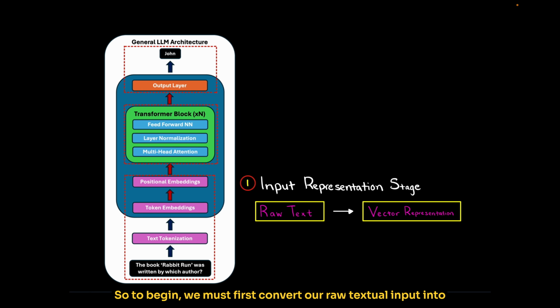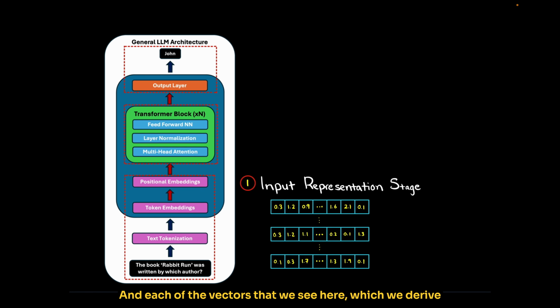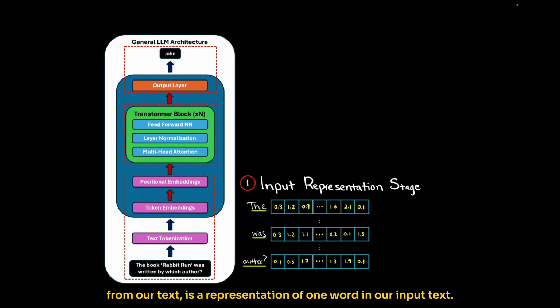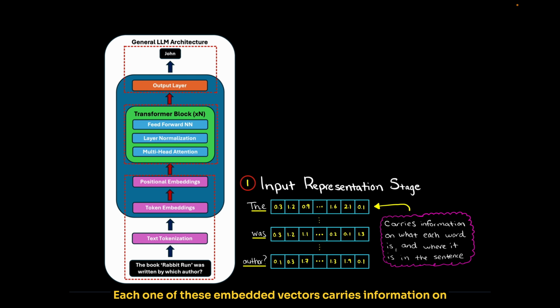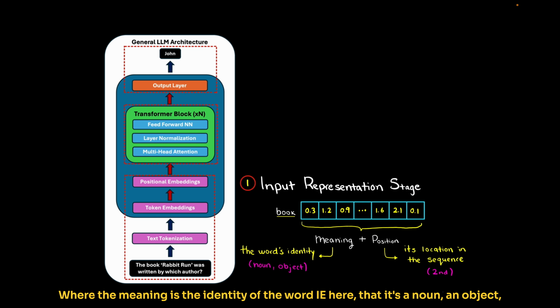So to begin, we must first convert our raw textual input into a numerical representation which our LLM will understand. This means converting our written text into a set of vectors. And each of the vectors that we see here, which we derive from our text, is a representation of one word in our input text. Each one of these embedded vectors carries information on what each respective word is and where it is in the sentence. So for example, our vector for book includes both its meaning and position, where the meaning is the identity of the word, i.e. here that it's a noun and object, and its position, wherein here the location of the word in the sequence is 2.